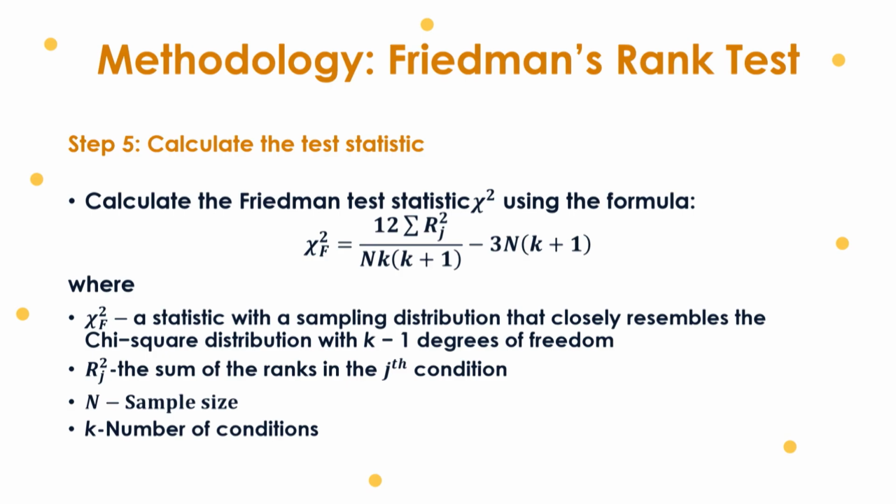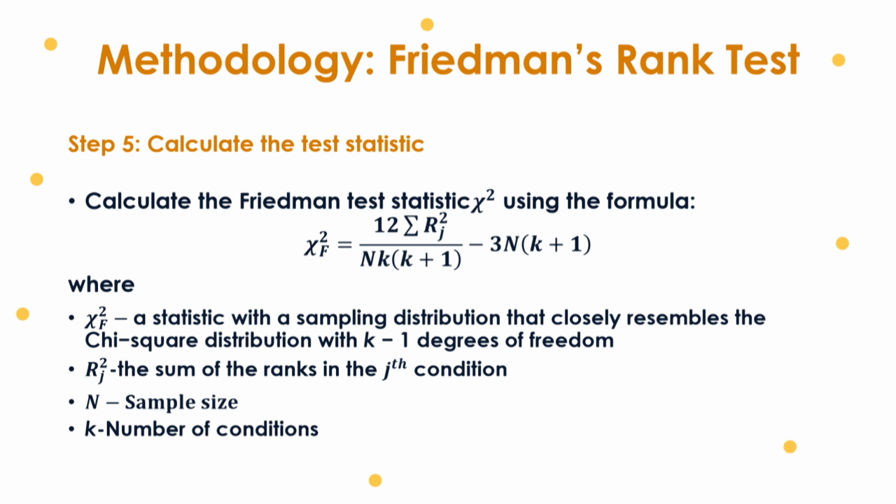So, how to calculate the Friedman test statistic? That is using chi-square. The formula is chi-square F equal to 12 times the summation of Rj squared divided by N K into K plus 1, minus 3N into K plus 1. We can see the notation used in the formula, where chi-square F is a statistic with a sampling distribution that closely resembles the chi-square distribution with K minus 1 degrees of freedom.